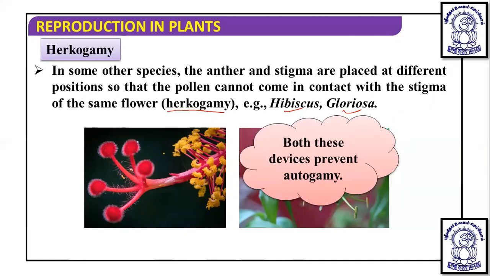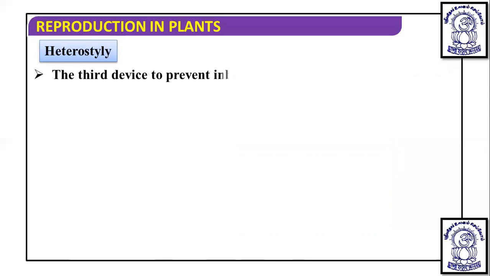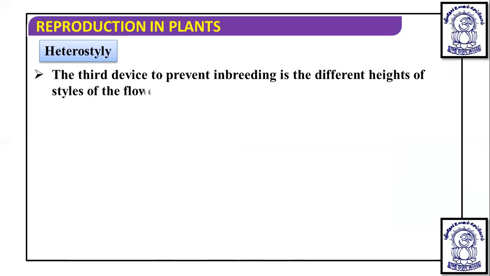So both these devices prevent autogamy and promote cross pollination. Next, we are going to talk about heterostyly. Heterostyly is a third device to prevent inbreeding. It means that the flowers of the same species have different heights of their styles. Because of this, it is known as heterostyly.